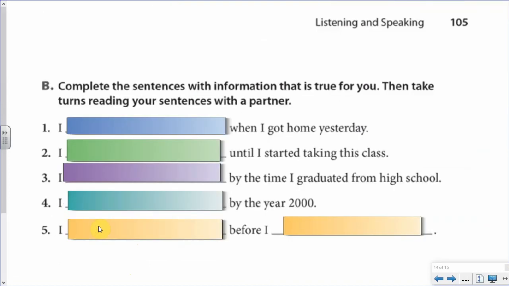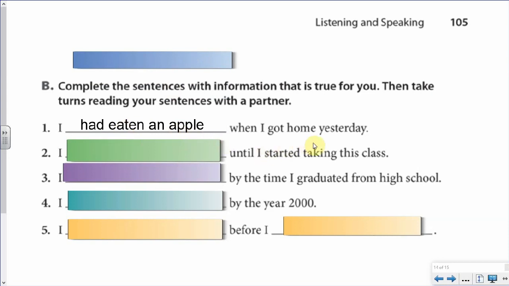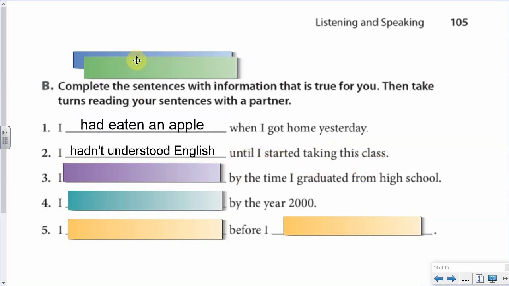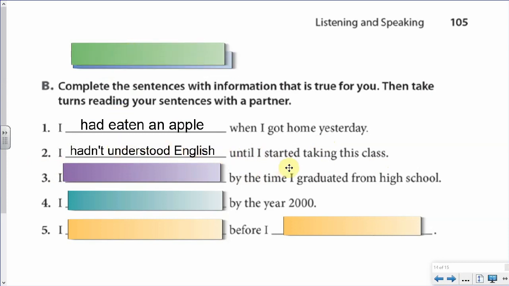So here you need to complete the sentences with information that is correct for you. Okay, so I'm going to give you some examples, but I would like you to form your own sentences later. So number 1, every one of these actually begins with the pronoun I. So I, number 1, when I got home yesterday. Well, as an example, you could say I had eaten an apple when I got home yesterday. Number 2, I, space, until I started taking this class. My example, I hadn't understood English until I started taking this class.